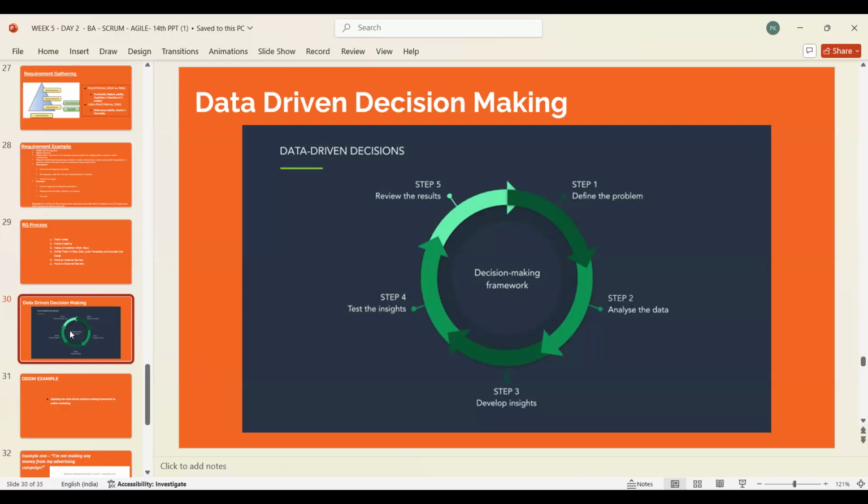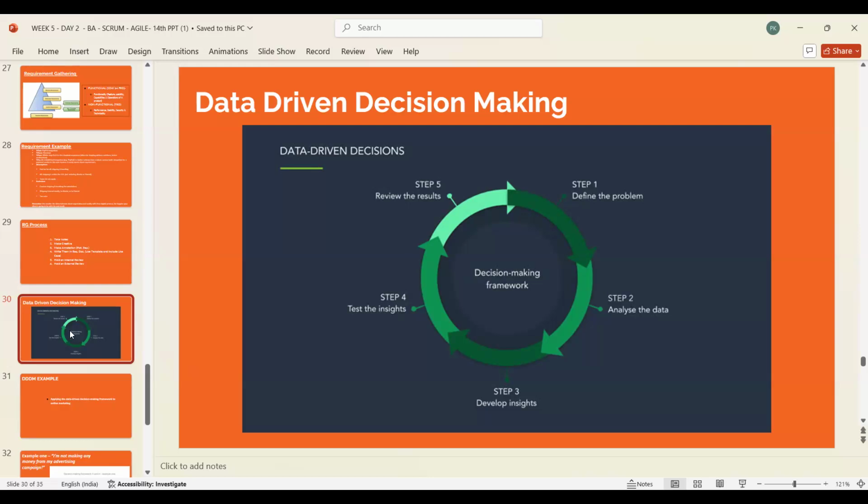First, define the problem. Next, analyze the data. Third point, develop insights. Fourth point, test the insights. Fifth and last point, review the results.